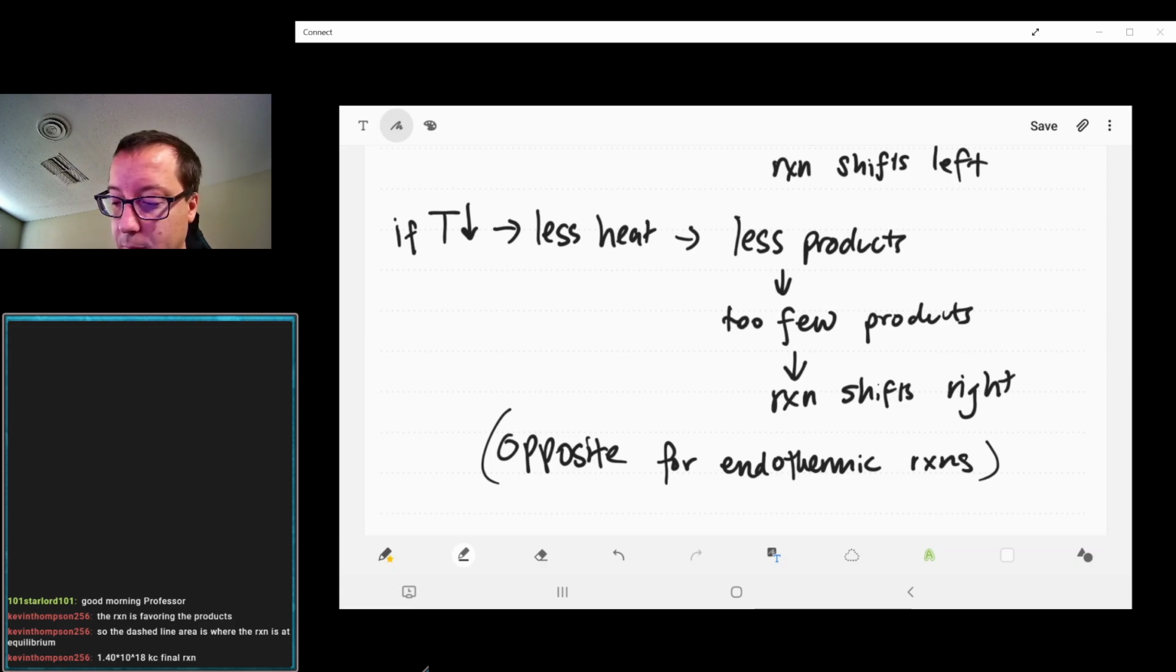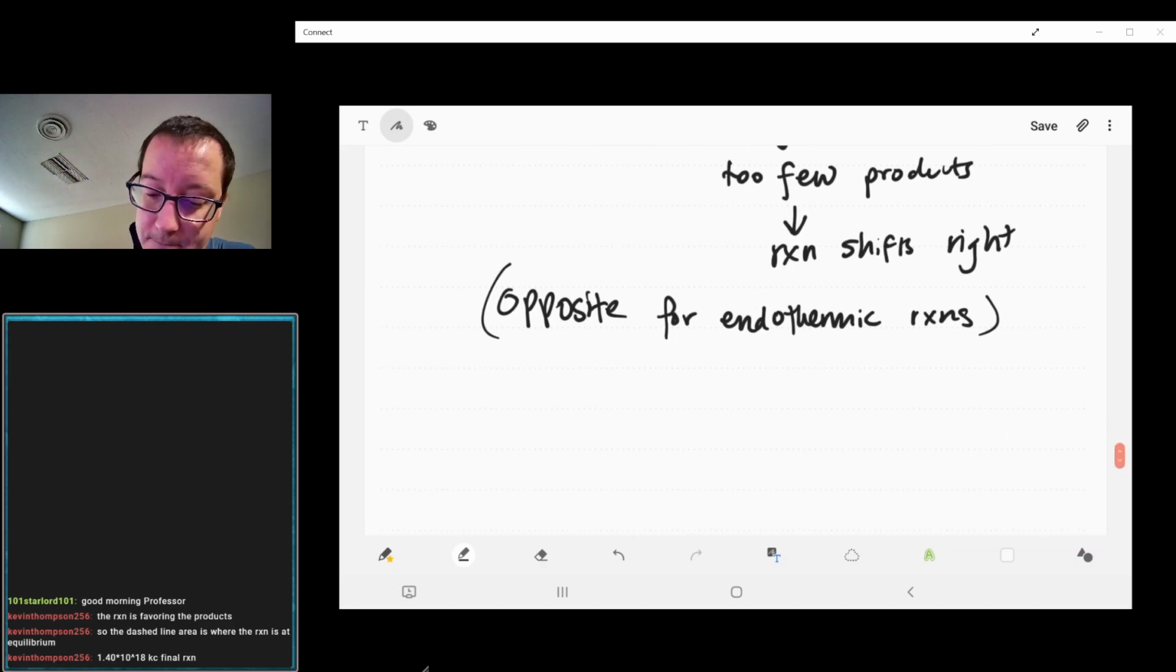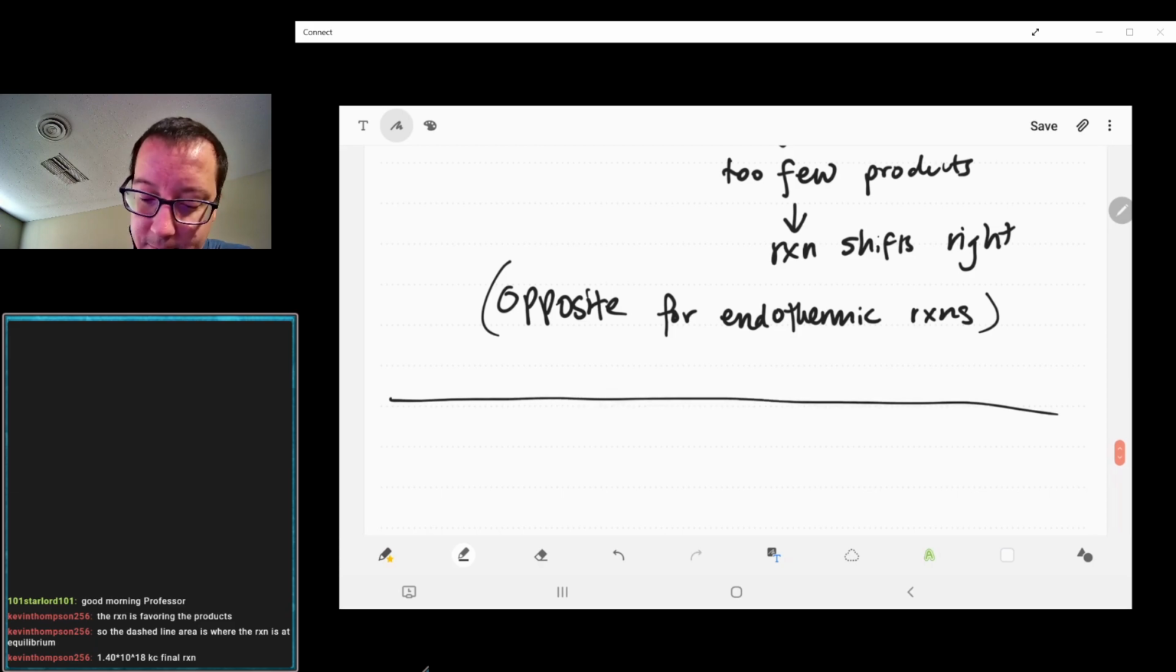Alrighty. So questions on that one? Either the concentration or temperature change before we look at volume changes? All right.